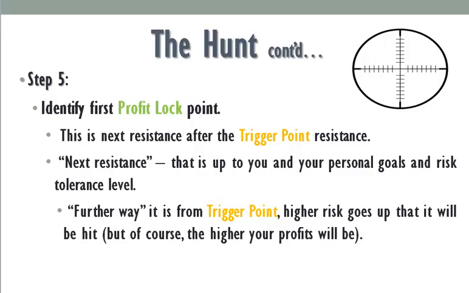And just understand that the further away it is from the trigger point, the higher risk goes up that it won't be hit. But of course, on that note, the higher the profits will be. So it's all a matter of risk versus reward. You can put it way far away, but you might not get filled. And if you don't get filled, then obviously things aren't going to go your way. But if you keep it a little tighter, it will get hit, but you're just not going to make as much money. So it's just a give and take, and that's totally up to you. But again, point being, and what I want to drive home is there needs to be a profit lock point somewhere after your first resistance point.